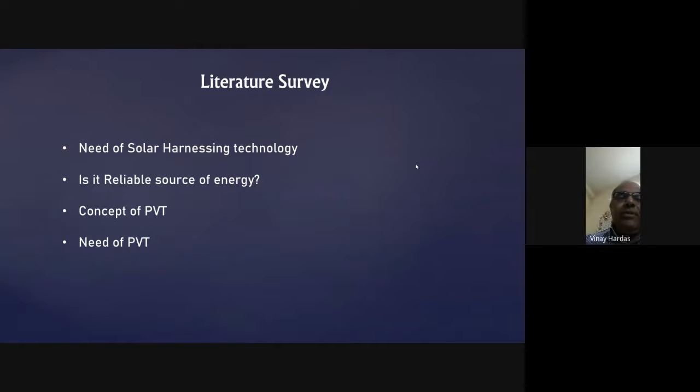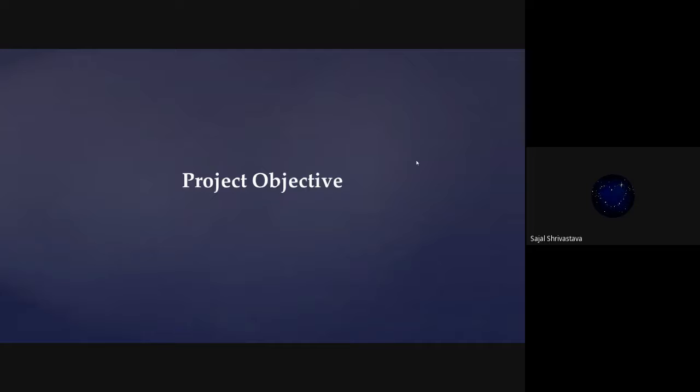So the concept of PVT is that we are introducing a thermal absorber unit along with the solar panel unit, which will help the solar panel to reduce its rise in temperature, and in whole increase its overall solar conversion efficiency. And the need for PVT is that a normal solar panel cannot be utilized properly if the rise in temperature happens. The next is the project objective.